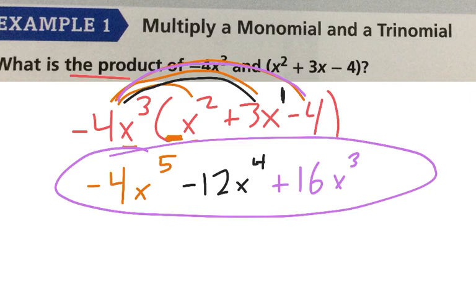How did you get negative 12? Negative 4 times 3. So a lot of times what people will do is, because they get confused and think, well, we're adding the exponents, so does that mean I need to add the coefficients? No, it is still a multiplication problem. So you multiply coefficients. You just know when you multiply powers, the shortcut is add the exponents. Okay, that's the easy way to remember. But you don't add everything. Don't add the coefficients.